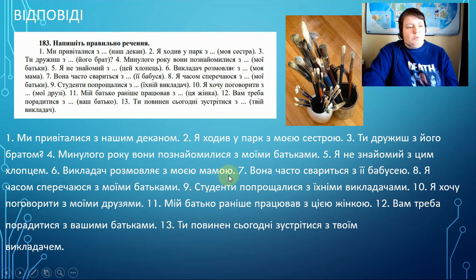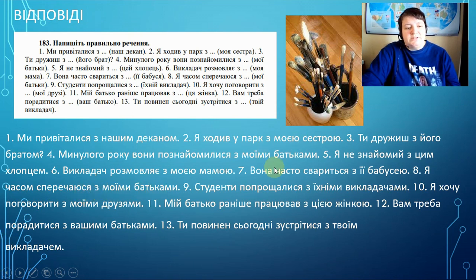Викладач розмовляє з моєю мамою. A teacher is talking to my mom, or speaking with my mom. So, anywhere where we can put in English the preposition with, we have instrumental case. It's grammatical feminine. Вона часто свариться з її бабусею. She often quarrels with her grandma. Feminine again, instrumental. Я часом сперечаюся з моїми батьками. I sometimes argue with my parents.